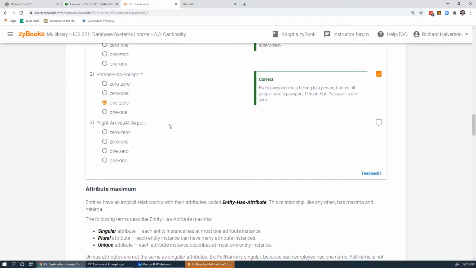Flight arrives at airport. Many flights. Minimum. Let's see, an airport doesn't have to have any flights, but a flight has to have an airport. Oh, assuming the database does not track new or inactive, all airports have an incoming flight. Well, sure. So it's 1, 1. Okay.